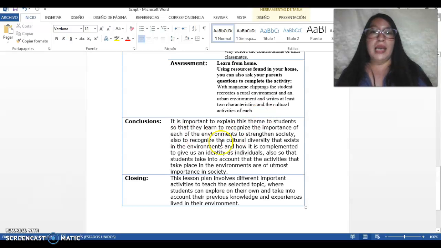Conclusion. It is important to explain this topic to students so that they learn to recognize the importance of each of the environments to strengthen society. Also, to recognize the cultural diversity that exists in the environments and how it complements to give us an identity as individuals. Also, so that students take into account that the activities that take place in the environments are of most importance in society.